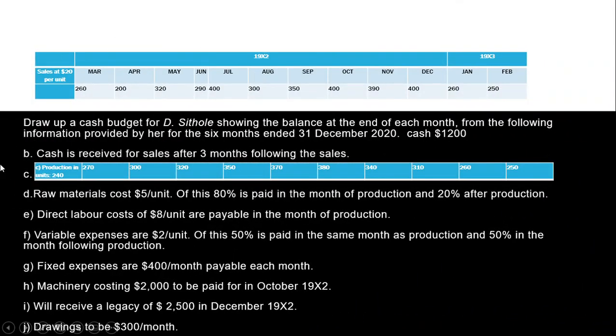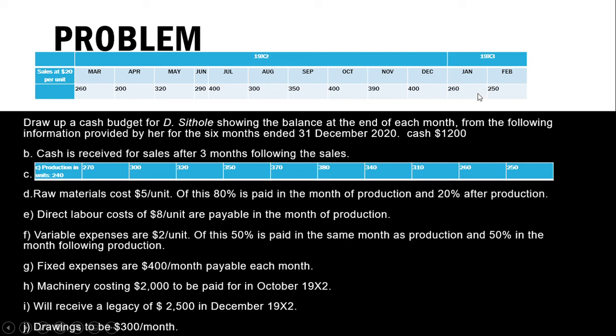So this is the problem that must be solved. So we have a problem here. Draw up a cash budget for this door showing the balance at the end of each month from the following information provided by her for the 6 months ended 31st December 2020. A, opening cash $1,200. B, cash received for the sale after 3rd month following the sales.